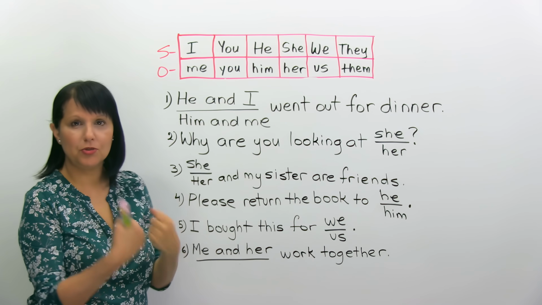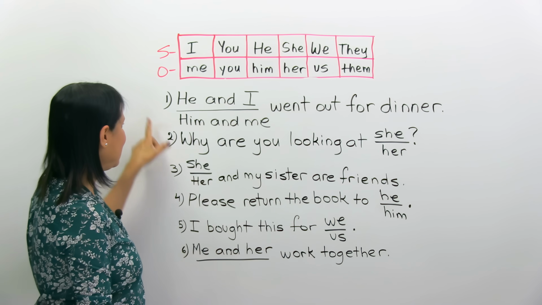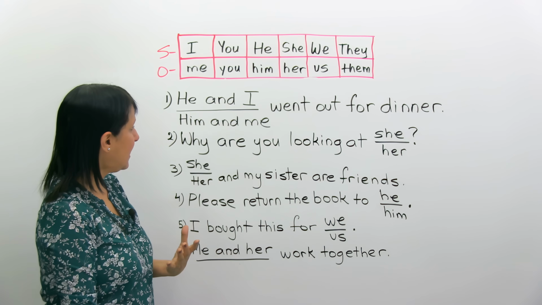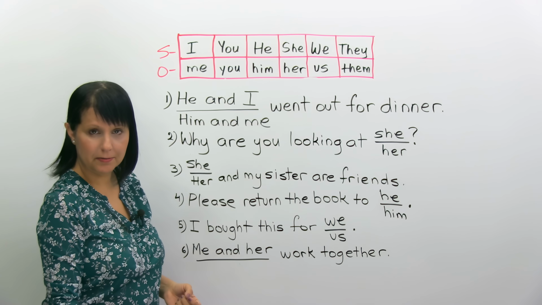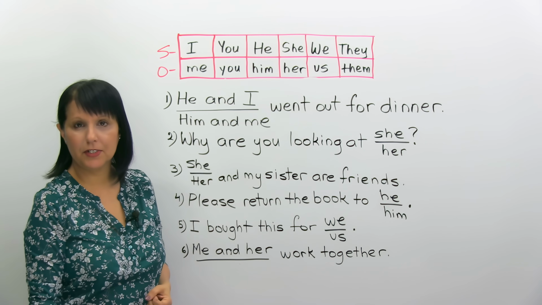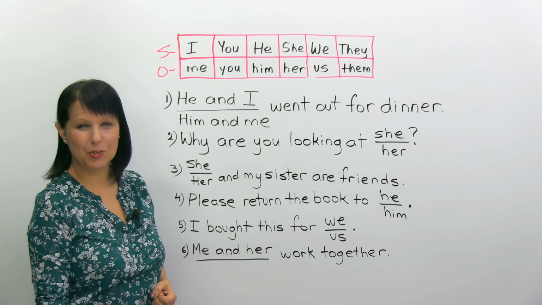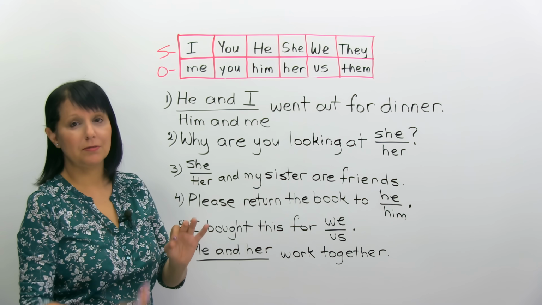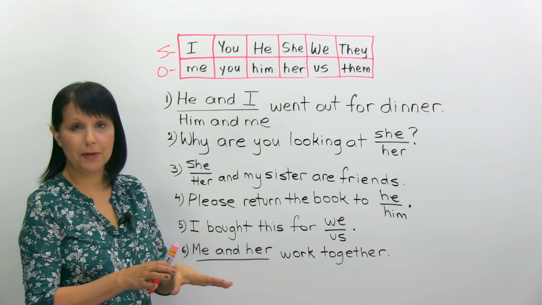But now let's try to apply them. Here we go. Number 1. Do we say, he and I went out for dinner? Or do we say, him and me went out for dinner? Which one is right? If you need to, you can pause the video, think about it, come back, okay?